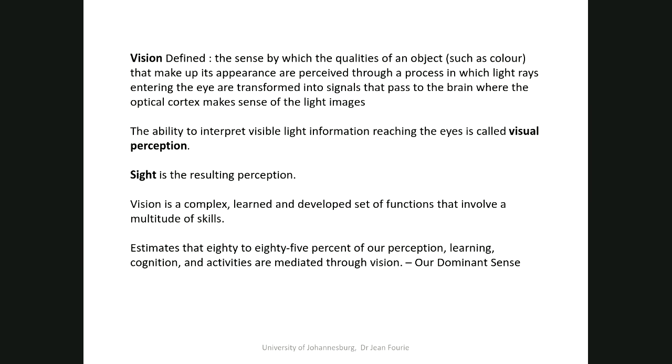Scientists estimate that 80 to 85% of all our perception, our learning, our cognition, our activities, our interaction with the world is happening through our sense of vision. So it is our dominant sense. It is the sense that we are using mostly. If all our senses are working, it is a very important sense for us to use to make an understanding of what is happening in the world around us.